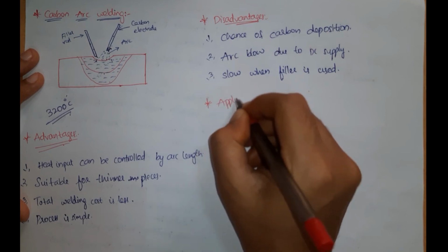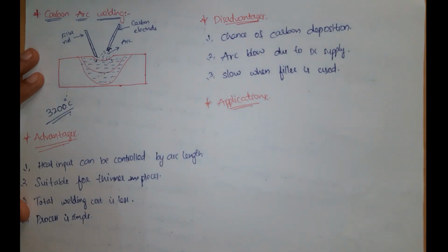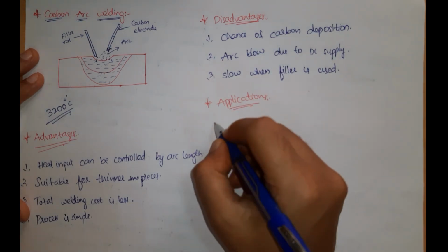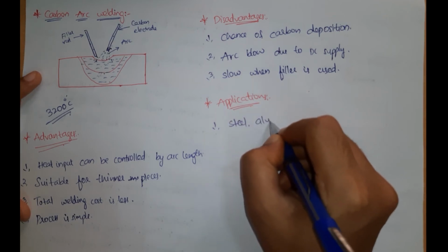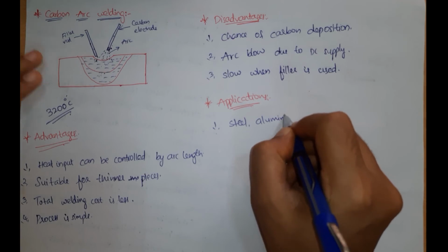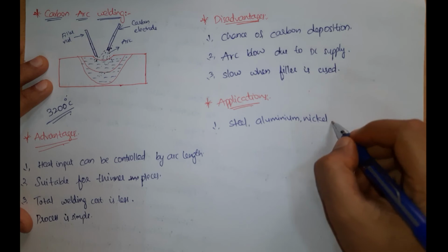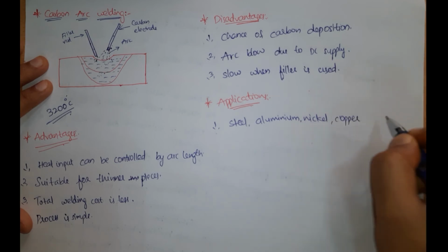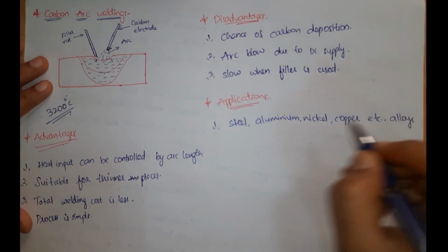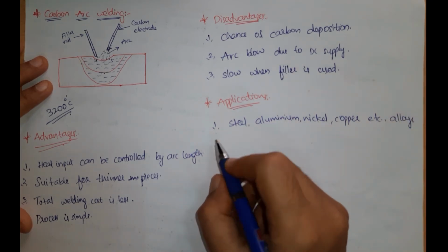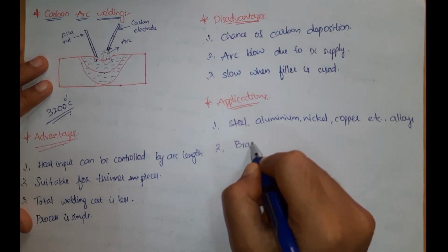Now coming to the applications, let us see what the applications of carbon arc welding are. It is generally used for welding of steel, aluminium, nickel, copper, etc. Some kinds of alloys also use carbon arc welding, right? It can also be used for methods such as brazing.